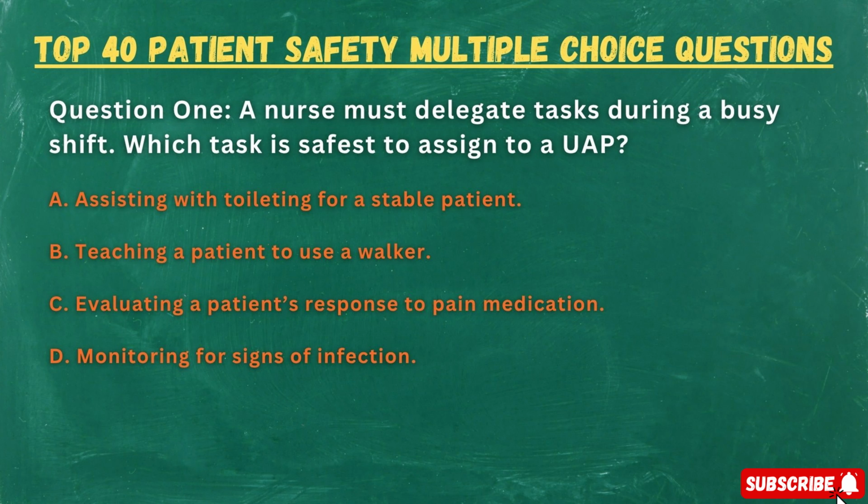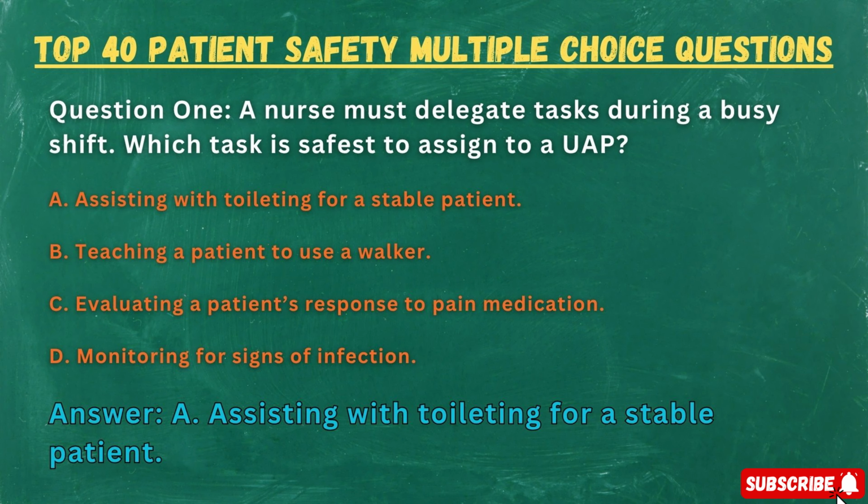Question 1. A nurse must delegate tasks during a busy shift. Which task is safest to assign to a UAP? A. Assisting with toileting for a stable patient. B. Teaching a patient to use a walker. C. Evaluating a patient's response to pain medication. D. Monitoring for signs of infection.